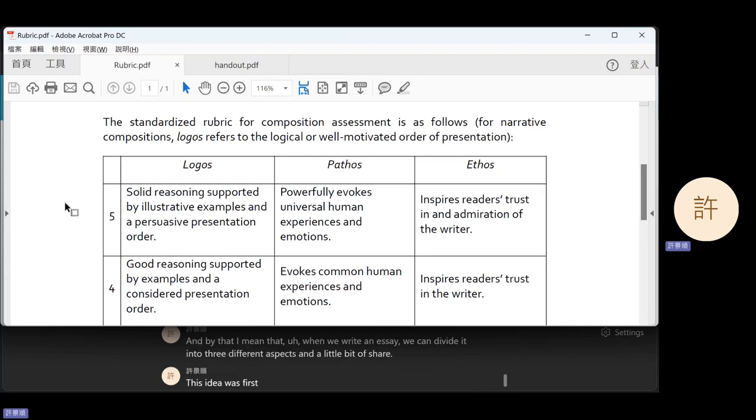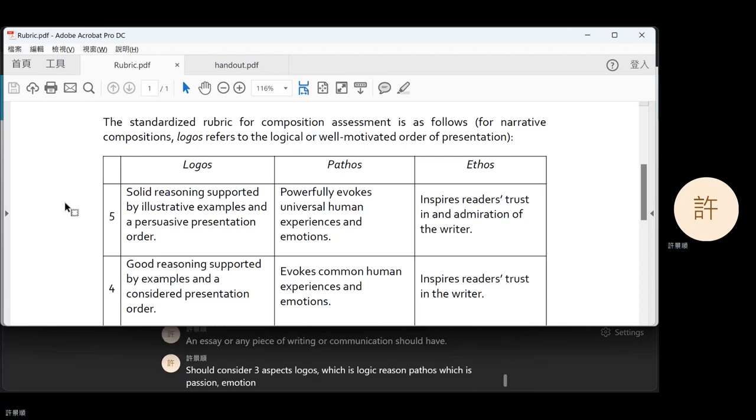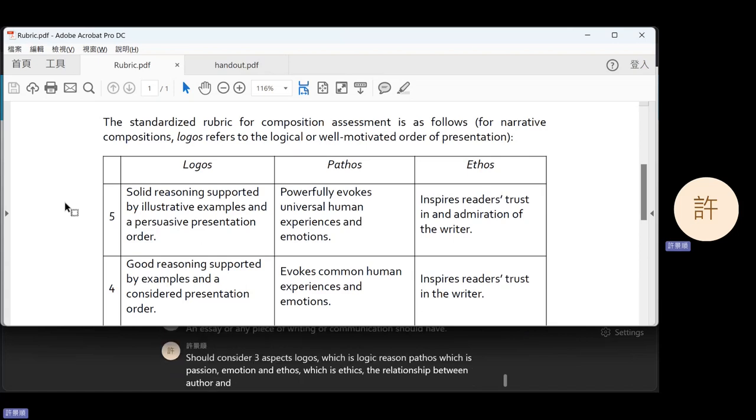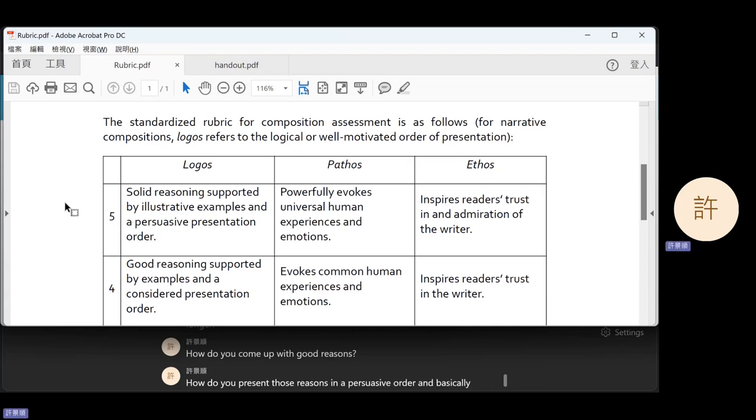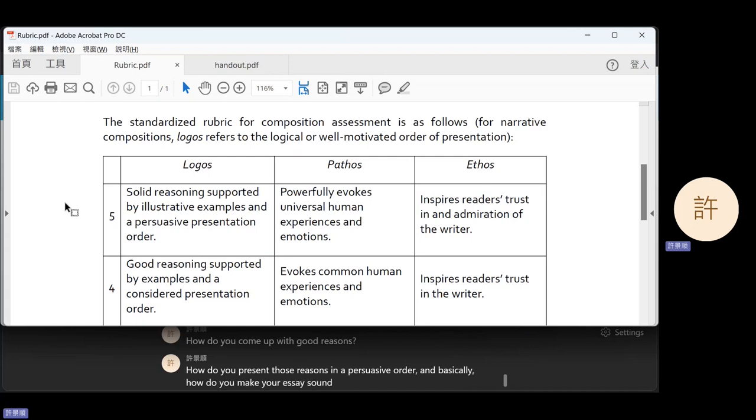This idea was first proposed by Aristotle. An essay or any piece of writing or communication should consider three aspects: logos, which is logic, reason; pathos, which is passion, emotion; and ethos, which is ethics, the relationship between author and reader. So logos is what you have been learning for at least 1 year, maybe longer. How do you come up with good reasons? How do you present those reasons in a persuasive order? And basically, how do you make your essay sound reasonable, to make it make sense?